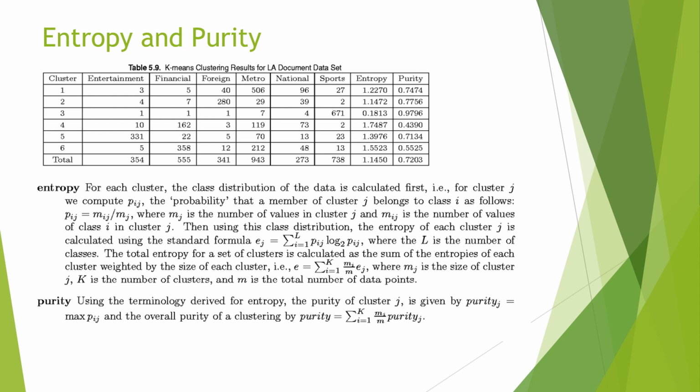Next, we move to the external measures of cluster validity. Here we have the k-means clustering results for the LA document set. For entropy, for each cluster the class distribution of the data is calculated first. For cluster j, we compute pij, the probability that a member of cluster j belongs to class i, as follows. The purity is defined using the terminology derived for entropy. The purity of cluster j is given by purity = max pij, and the overall purity of a clustering is given by the formula shown.